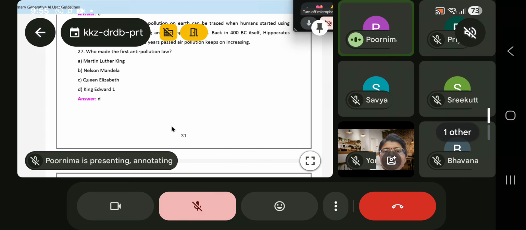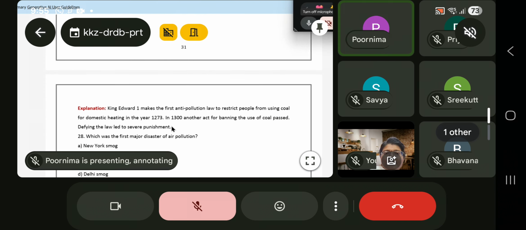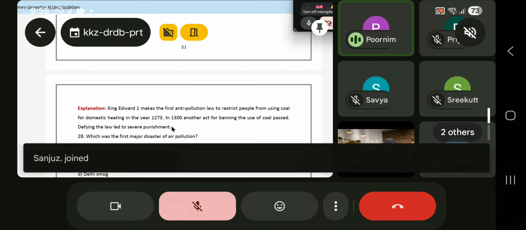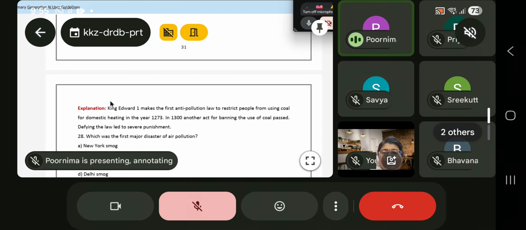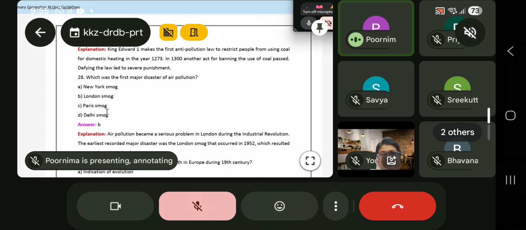Who made the first anti-pollution law? It was made by King Edward I. He was the first one to create this anti-pollution law, against using coal for domestic heating, in the year 1273. In 1300, another act banning the use of coal was passed, and defying the law led to severe punishments.